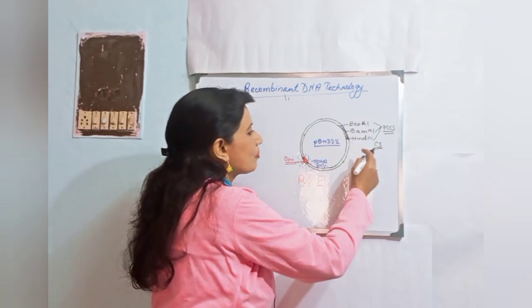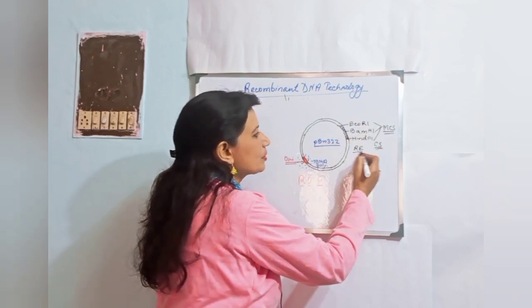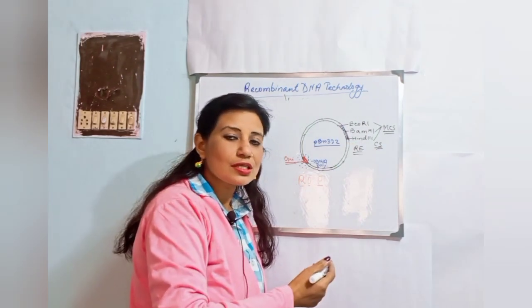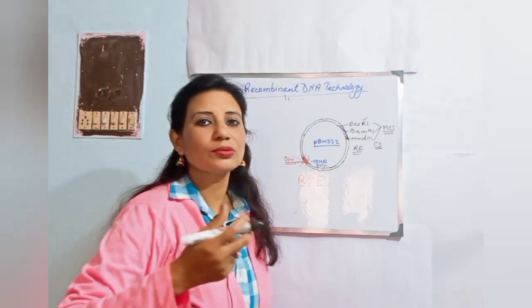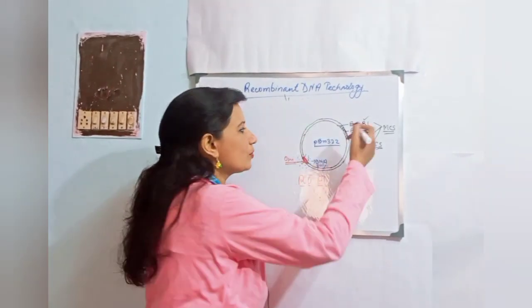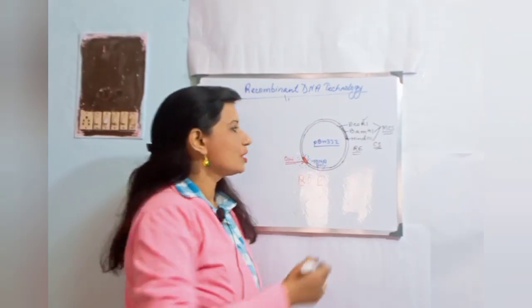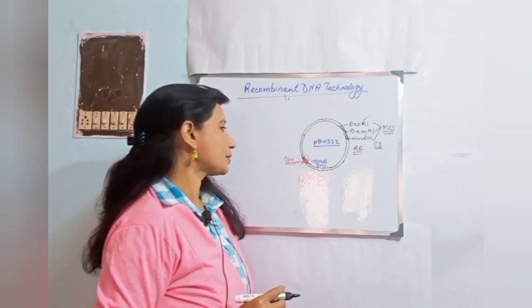So if I have many restriction enzymes, it's a multiple cloning site. The benefit is that if one restriction enzyme is not able to find its own nucleotide signal sequence, then another one can find it. If EcoR1 is not doing it, then BamH1 will do, otherwise HindIII will do. So this is the other factor.